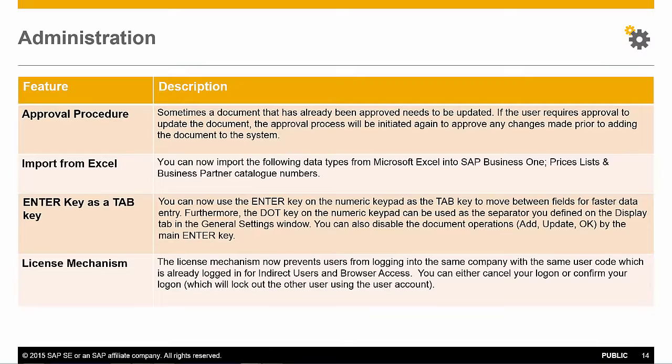The license mechanism has also been updated. It now prevents users from logging into the same company with the same user code, which is already logged in, for indirect users and browser access. You can either cancel your logon or confirm your logon, which will lock out the other user using the same user account.